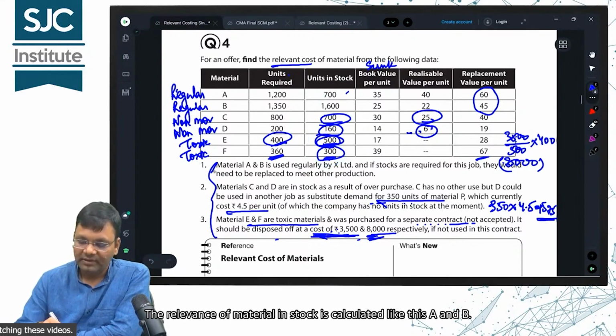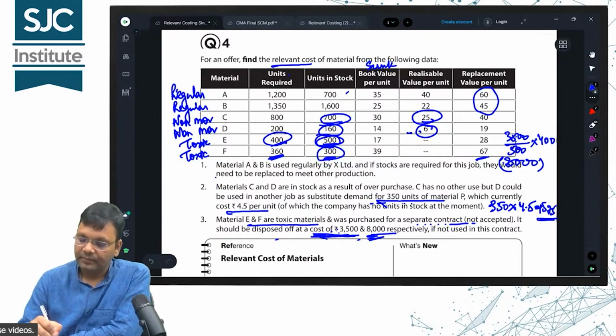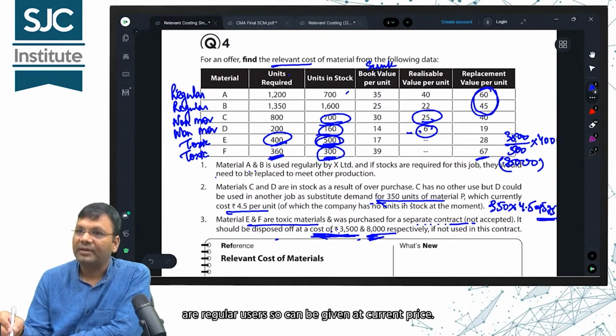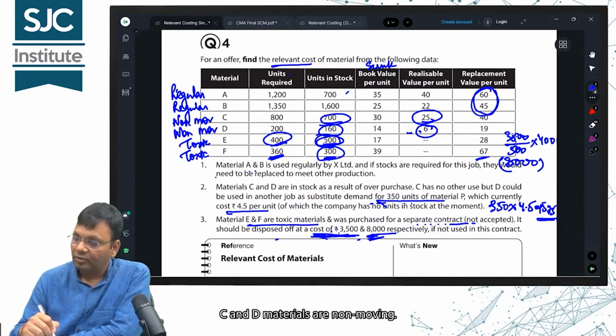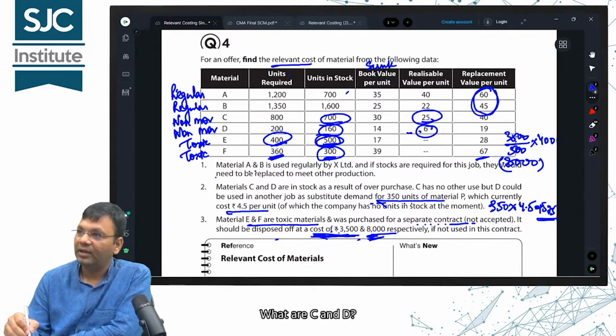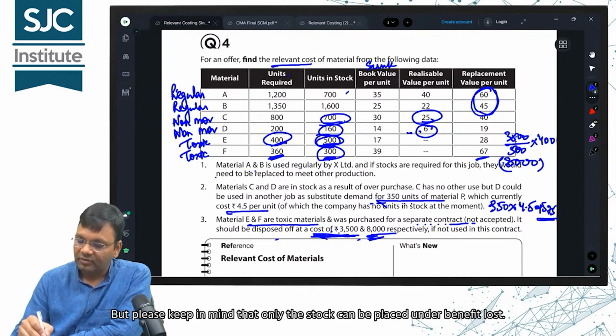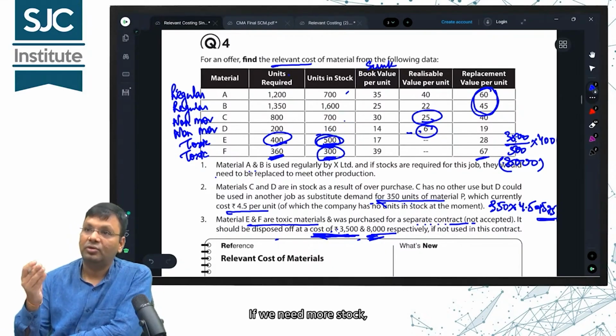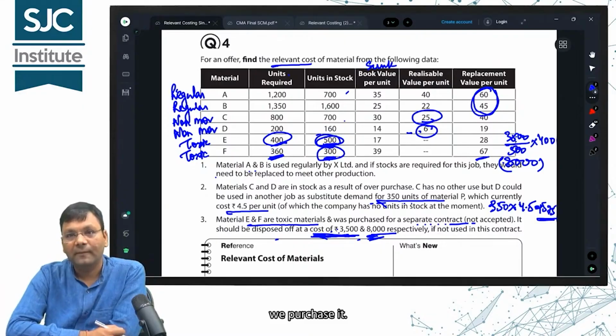The relevance of material in stock is calculated like this: A and B are regular users, so can be given at current price. C and D materials are non-moving. So what do we do with non-moving? C and D are non-moving materials, so we add in benefit lost. But please keep in mind that only the stock can be placed under benefit lost. If we need more stock, we purchase it.